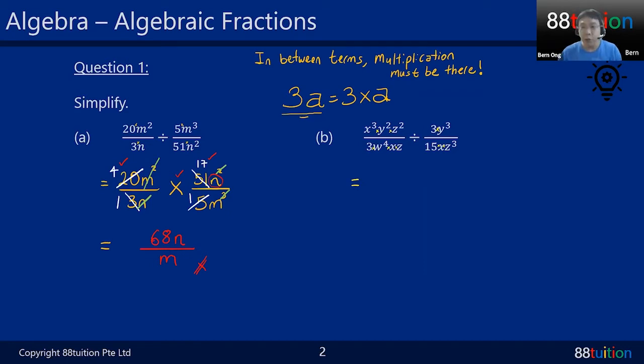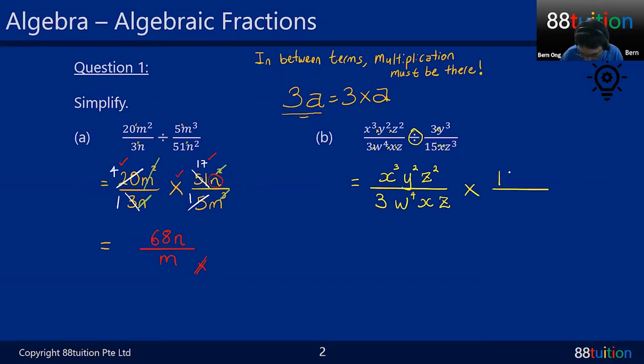This question. Okay, come. So before I do anything, I see the divide. Oh, divide, scary. What do you do? Stay, change, flip. So this power of 3 belongs to x. This power of 2 belongs to y. This power of 2 belongs to z. Over 3. This power of 4 belongs to w. And x and z are just side by side. Stay, change, divide changes to times, flip. So you will have your 15 on top, your x, and the power of 3 belongs to the z alone. This is your 3, and the power of 3 belongs to the y.